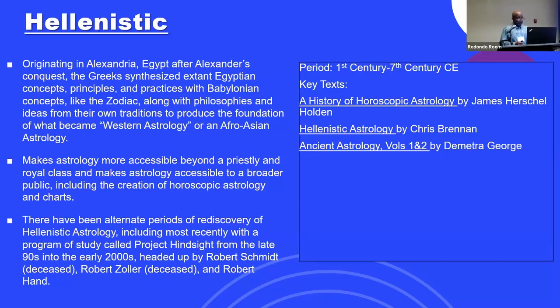We have to credit the 3 Roberts for resurfacing this particular form of astrology, called Hellenistic astrology, from Project Hindsight. Those 3 Roberts, which are mentioned here, though you can't really see it over the closed captions, are Robert Schmidt, who has passed away, Robert Zoller, who was actually one of my initial teachers and has passed away, and Rob Hand, who's still very much alive. We have those guys to thank.